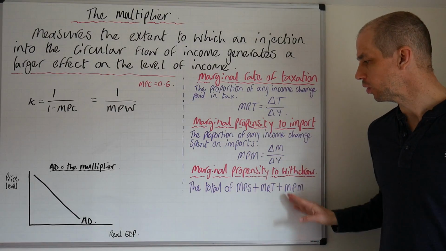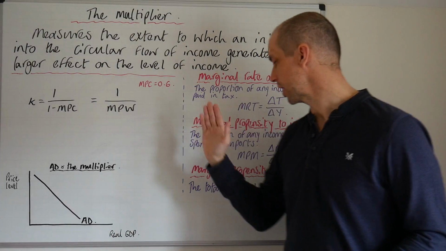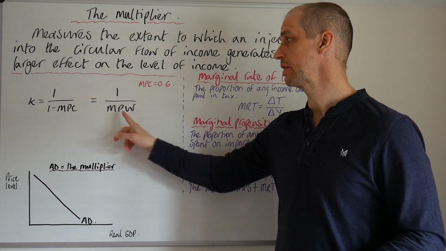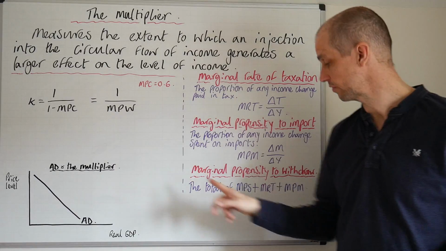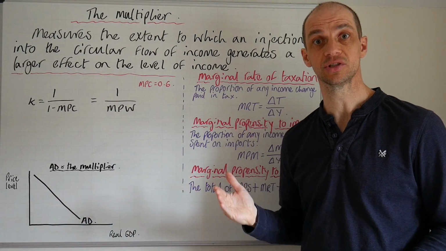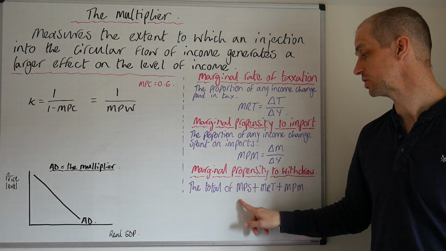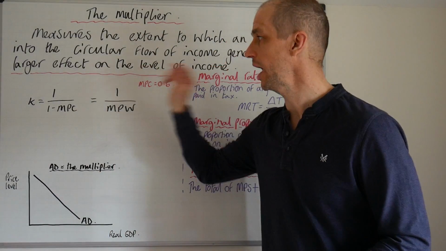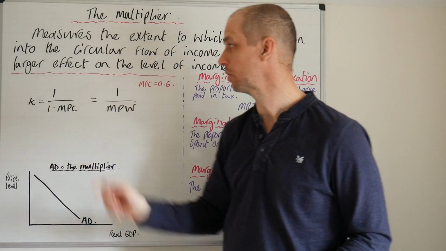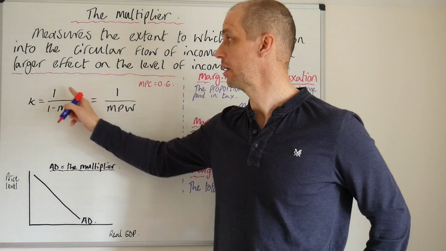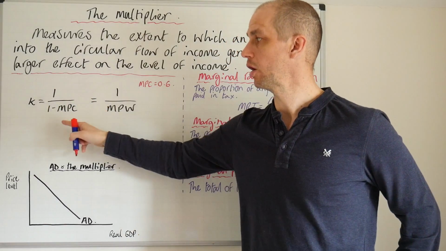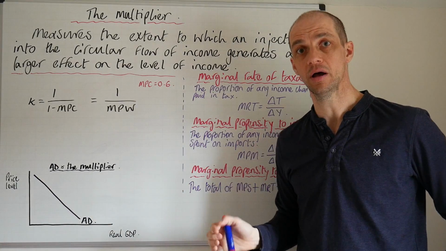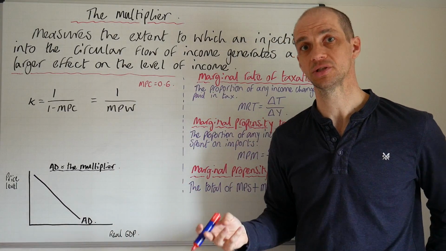Okay, so why is this so relevant? Well, it's really relevant so that we can understand how we calculate the multiplier. Now, I've put here MPW, and of course that stands for our marginal propensity to withdraw, which is the sum total of MPS, MRT and MPM. Okay, so K is our multiplier. This is the actual multiplier, and we can see that the multiplier equals 1 over 1 minus MPC. Or alternatively, 1 over MPW, the marginal propensity to withdraw.